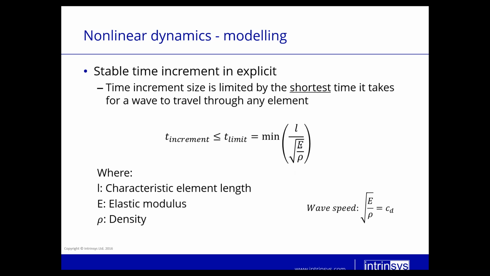Likewise, if you have a stiffer element, for example steel is very stiff, then because we are dividing by the stiffness, it will have a very low time increment limit. However, the more dense your part is, because we are dividing by 1 over density, the higher the density, the higher we can get our limit.